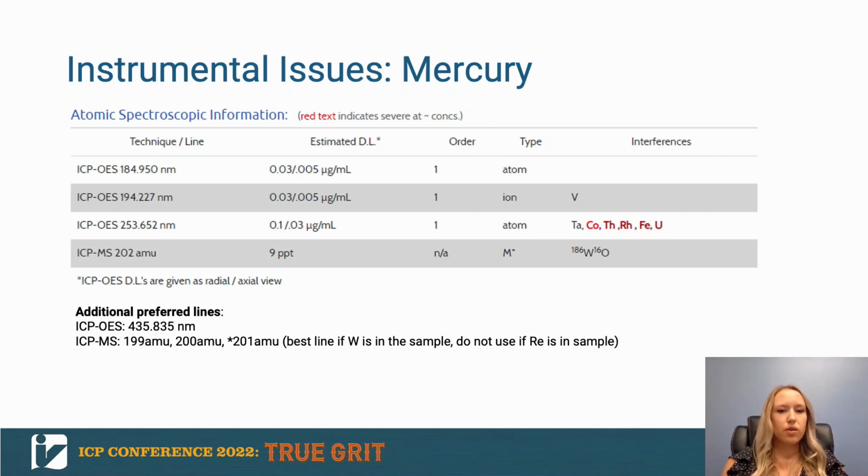So you can see that the 202 line has a tungsten interference. So if you do have tungsten in your samples, we recommend using the 201 mass. But on the other hand, if you have rhenium in your samples, there is going to be a rhenium interference on the 201 mass. So like I said, we do generally recommend looking at multiple wavelengths or multiple masses for all of your analytes to determine which ones are going to be free of spectral interferences to make sure that you're getting accurate results.